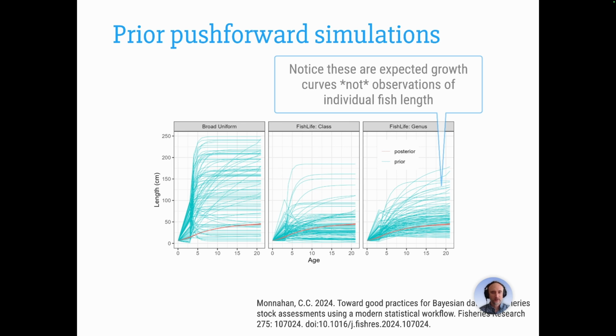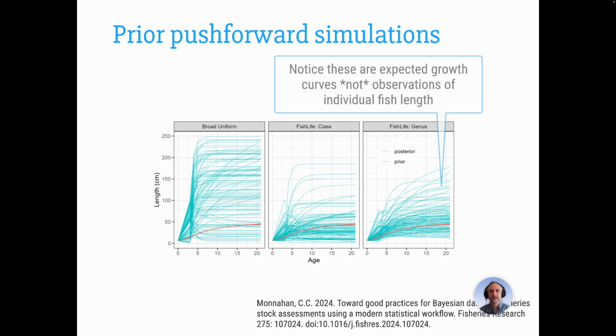Then we have some informative priors that are based on meta-analyses in the R package FishLife, one based on class level and the next one based on genus level information. And those get both tighter and more reflective of our expectation for what the relationship could look like, as we see by overplotting the posterior.